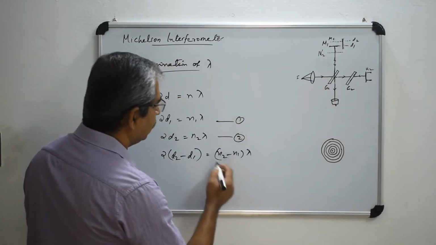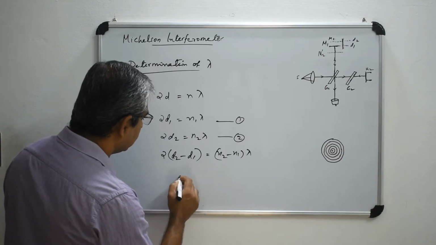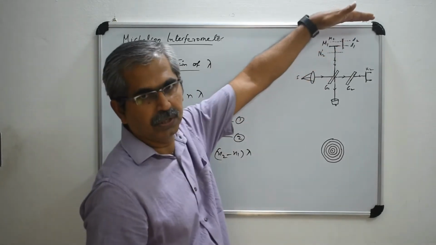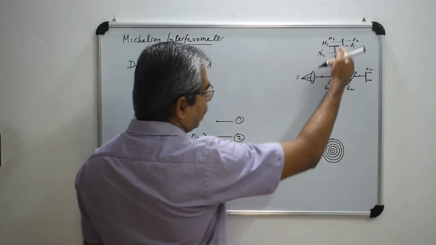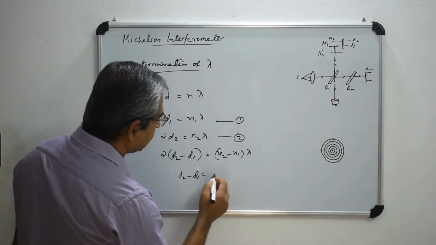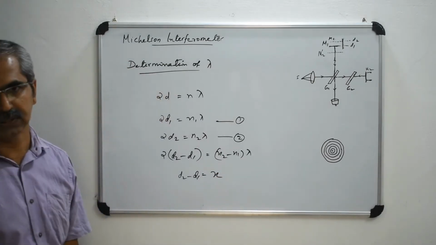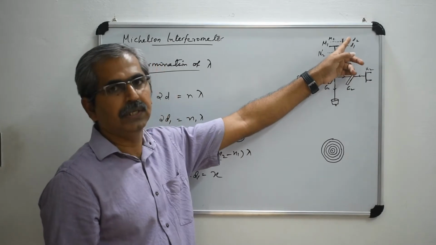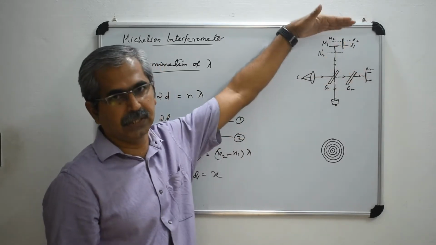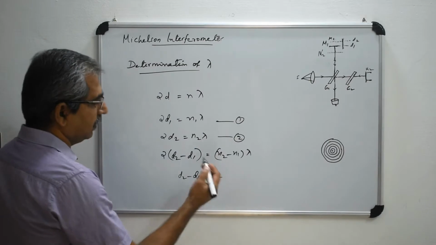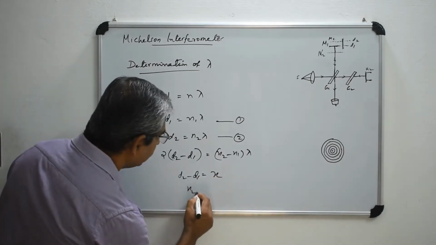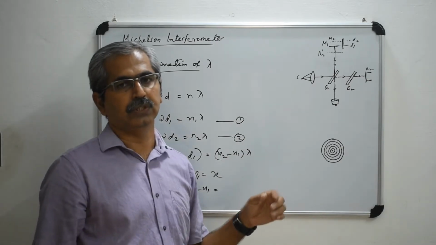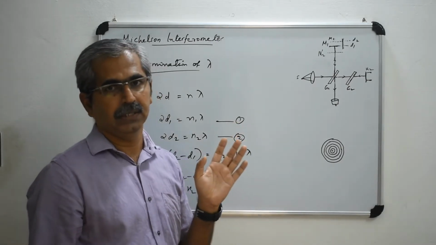Now suppose D2 minus D1 is the distance moved, which you can measure from the micrometer scale, and suppose the value is taken as x. You can actually count that because you have noted the first position and now you know the second position. So D2 minus D1 is equal to x, and N2 minus N1 is the number of new rings that appear at the center.